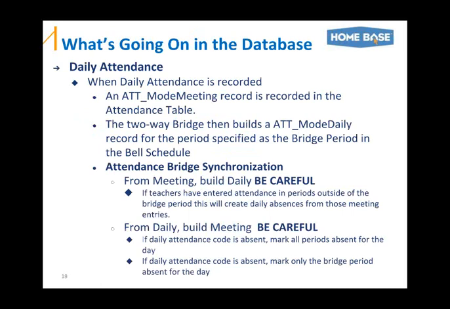Okay, so now that we did it on the particular page within PowerSchool, what's going on in the database? So kind of the background stuff for you more geeky folks. When the daily attendance is recorded, it really is being recorded in a meeting record. So it's in the meeting bucket, that homeroom space bucket, and that is a spot in the attendance table. Then the bridge actually takes that meeting record and throws it into the daily bucket. And that's a different record for the period that we specified as the bridge. Even though it's a daily code, we're actually doing it as a meeting attendance and then we're throwing it into the daily bucket.